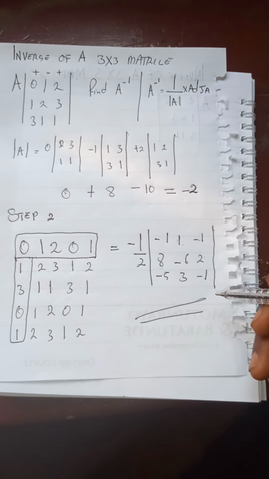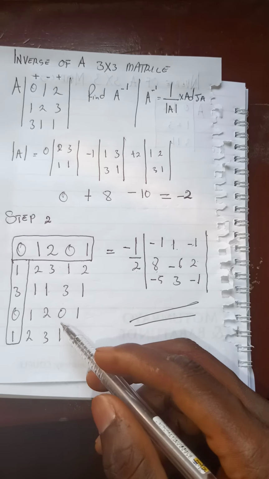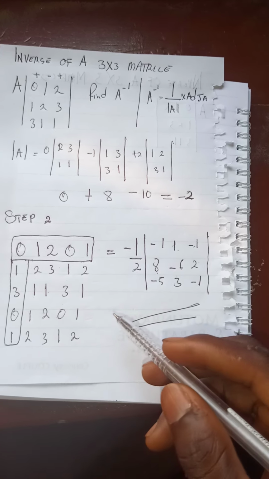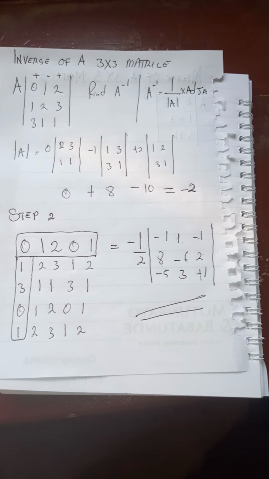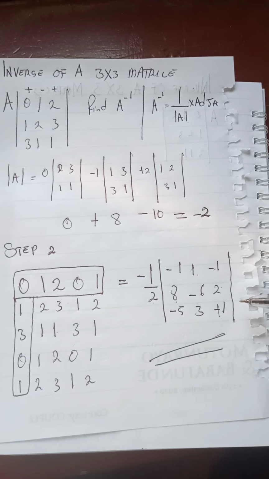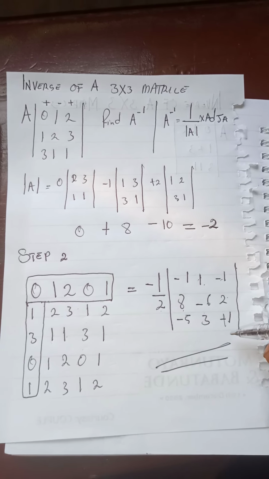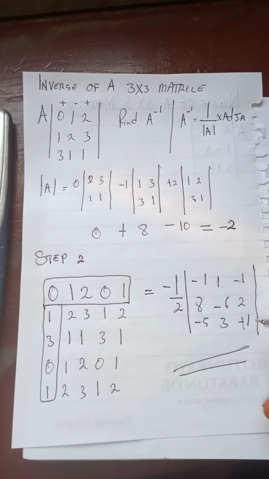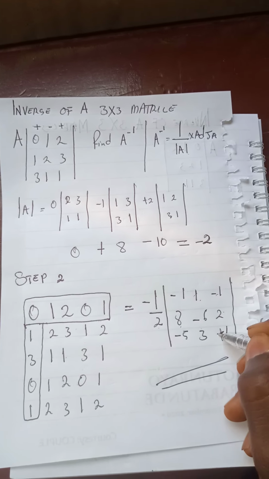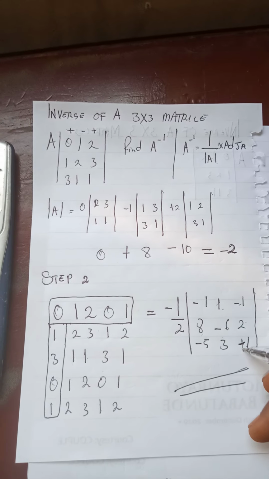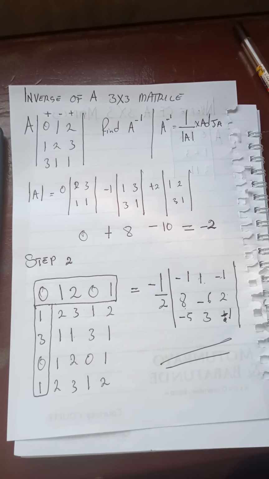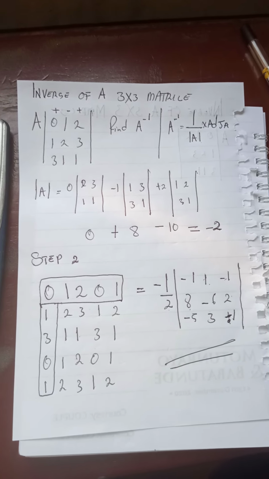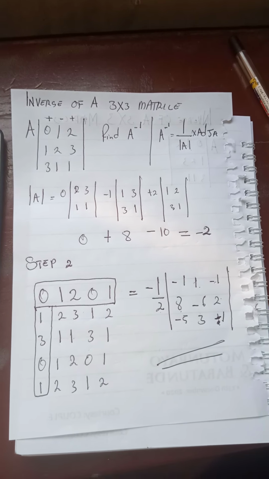2 times 0, that's 0. 2 times this should give us positive 1. Sorry, this should give us minus 1. That's 0 minus 1. This would be minus 1, which was initially correct. So this is minus 1. So you can use your calculator to confirm if your answer is right or wrong.